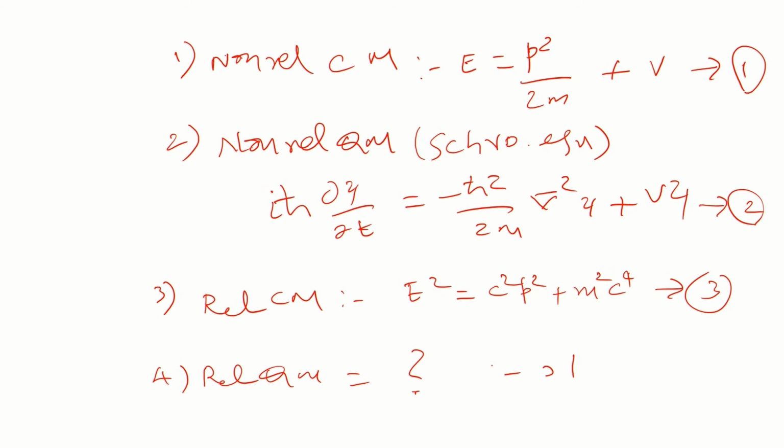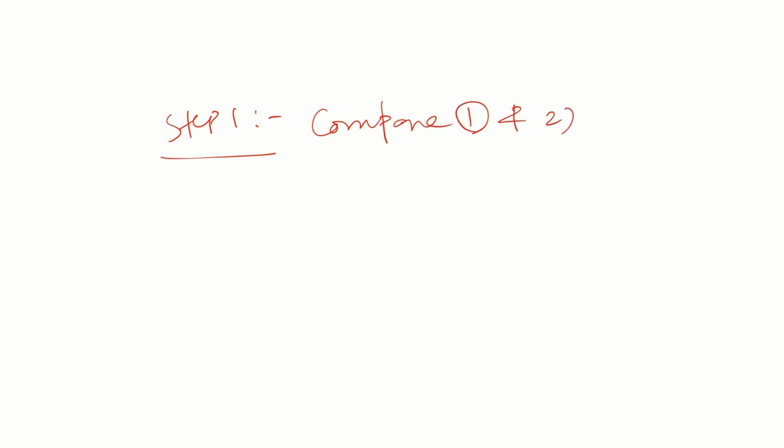So this is the idea of Schrodinger. Step 1, compare equations 1 and 2 so that classical to quantum parameters can be obtained. It is the first thing. If a classical parameter is imposed, then what would be the corresponding quantum parameter? That can be obtained by this step 1, comparing equations 1 and 2.